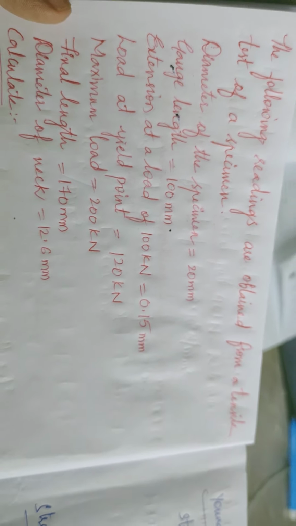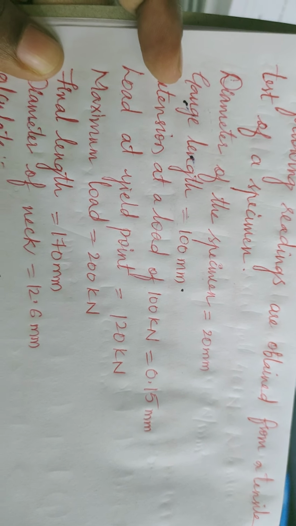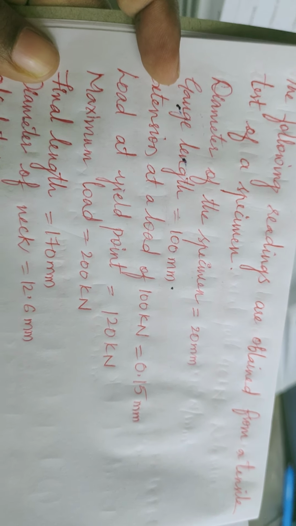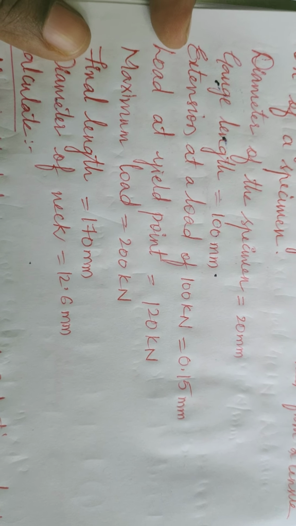The following readings are obtained from a tensile test of a specimen. The diameter was given. It is nothing but the initial diameter where the specimen is loaded to the universal testing machine. So D is 20 mm. Next, the length of that particular specimen is 100 mm. Next, after that, extension at a load of 100 kilonewtons. It means as you go on increasing the tensile load up to 100 kilonewtons, the workpiece was extended to 0.15.